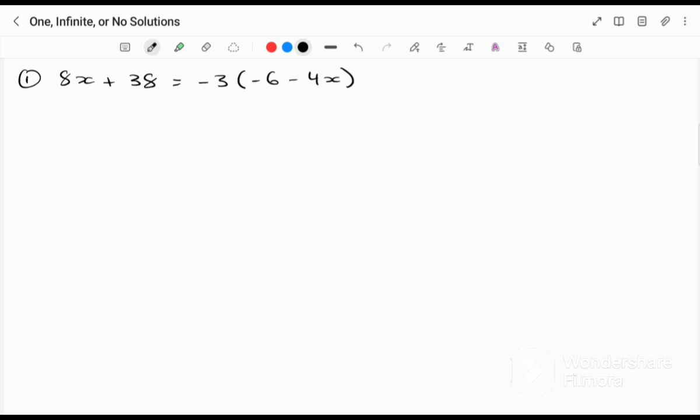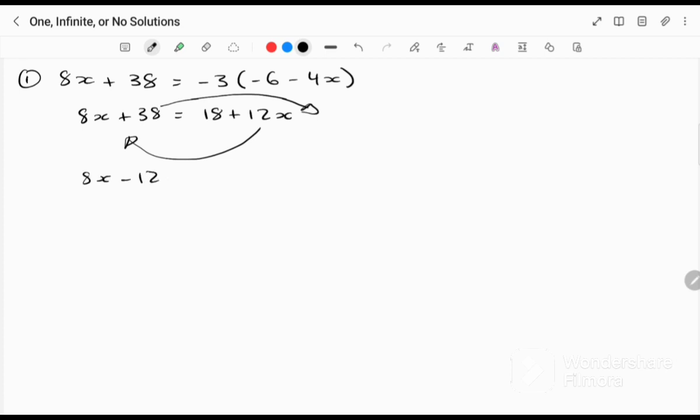To determine if it has one, infinite, or no solutions, first we're going to go ahead and solve for x. So let's simplify this. We have 8x plus 38 is equal to negative 3 times negative 6, which is 18, and negative 3 times negative 4, which is 12x. Now we're going to put like terms together. So we're going to move the 12x to this side, and we're going to move the 38 to this side. So we're going to have 8x minus 12x is equal to 18 minus 38.